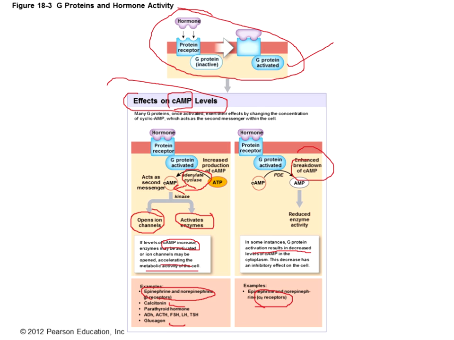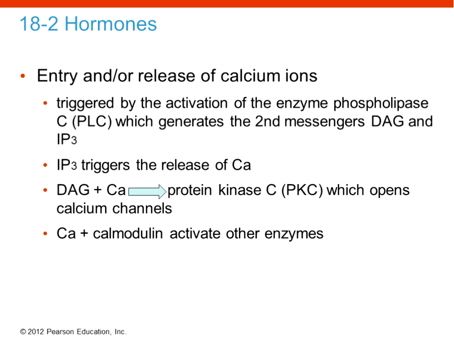So cyclic AMP is a really important secondary messenger. And again, depending on what happens to cyclic AMP, you're going to see your effect. If cyclic AMP levels go up, then obviously you're going to increase the metabolic activity of that cell. If cyclic AMP levels go down, you're going to see reduced activity in that cell and have more of an inhibitory effect. So there really are two ways that you can impact cyclic AMP.